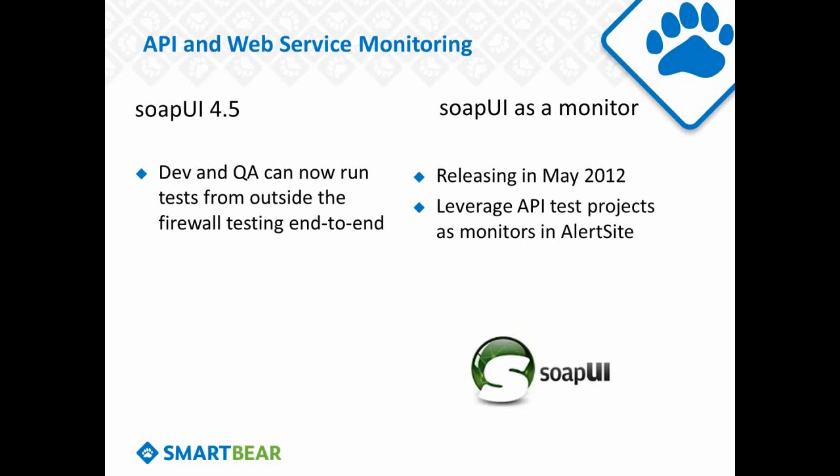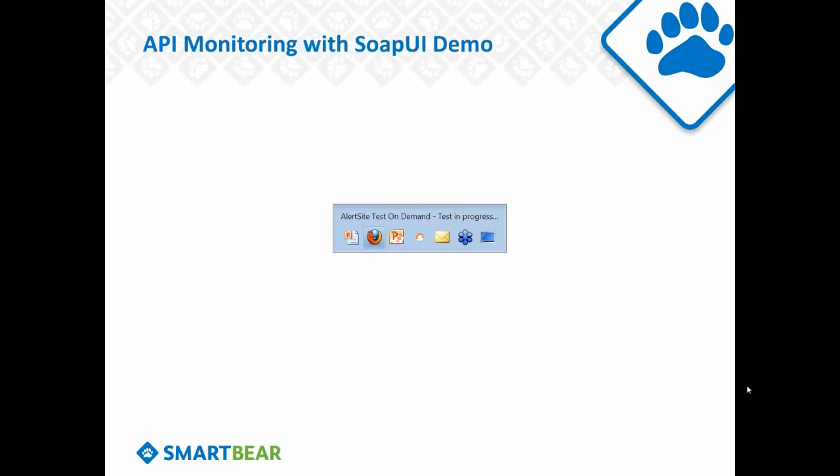What we're releasing in May is the ability to take that same test case and upload it to AlertSite for ongoing operational monitoring. So this is the first really significant integration that we've done with a sister company at SmartBear, and I think both of us are very excited about the capabilities that this brings to the API marketplace. And at this point, Brian is going to give us a little demonstration of the SOAP UI test on demand capability.